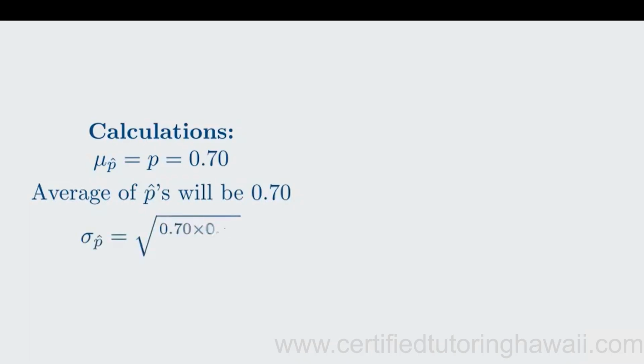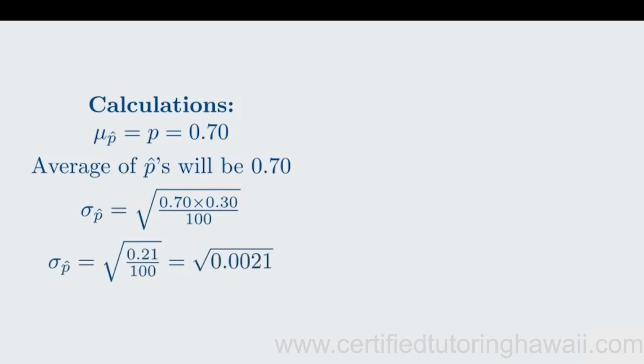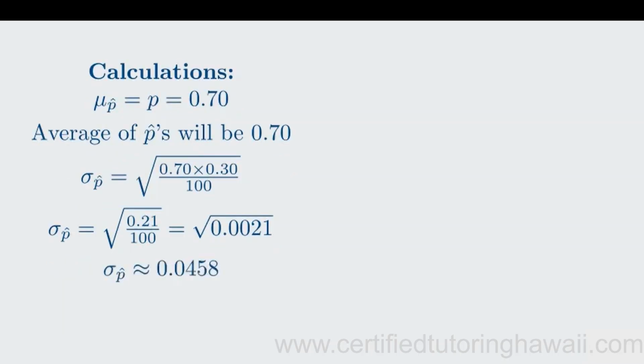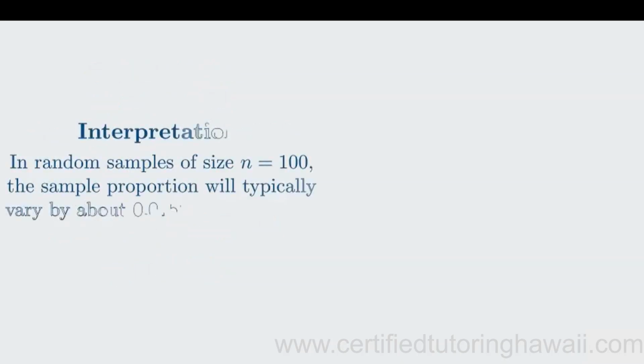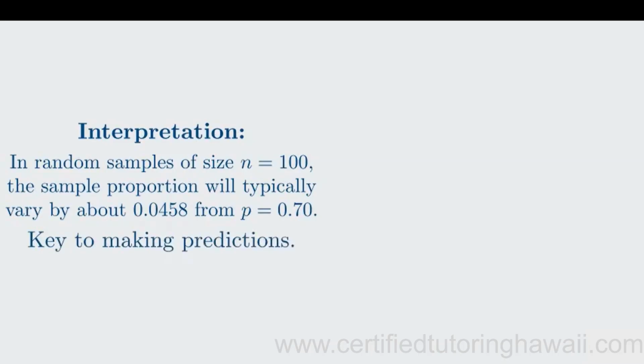The standard deviation is the square root of 0.70 times 0.30 divided by 100. This simplifies to the square root of 0.21 divided by 100, which is the square root of 0.0021. The standard deviation is approximately 0.0458. In context, this means that in a typical sample of 100 students, the sample proportion of students who prefer digital textbooks will vary from the true population proportion by about 4.58%. Understanding this variability is the key to making predictions about a whole population based on just one sample.